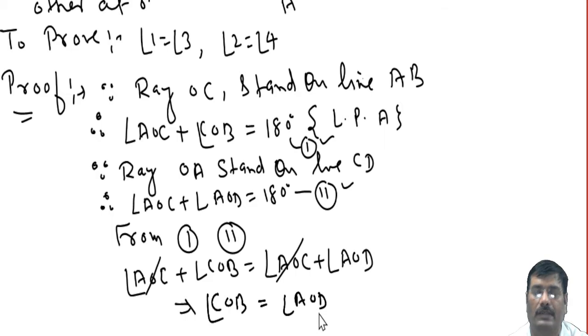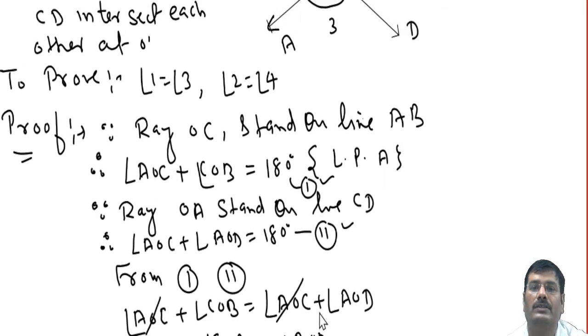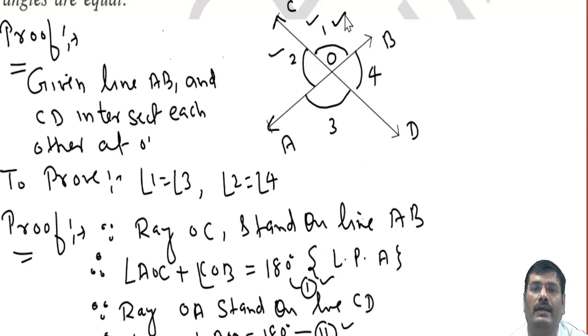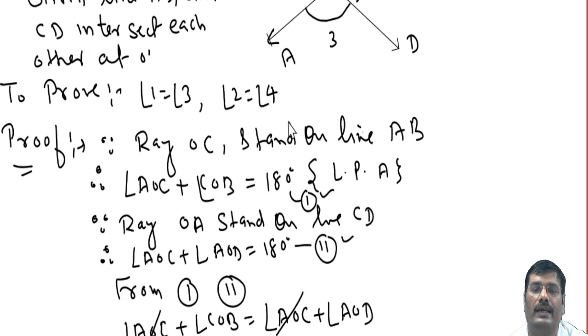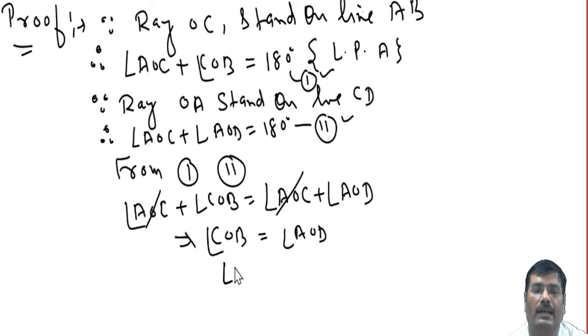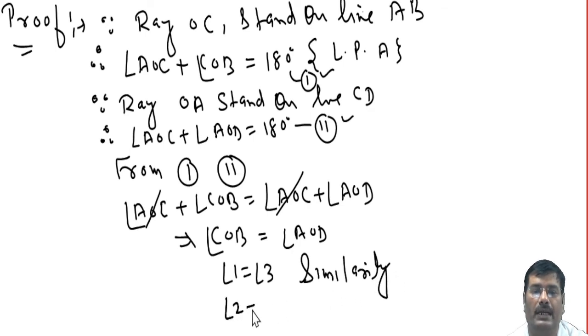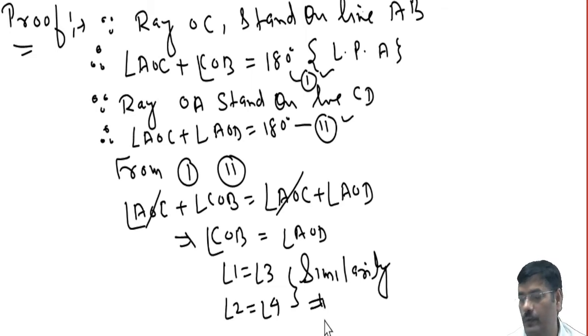And now, this COD is what? COD is equal to angle 1 and AOD is equal to angle 3. So angle 1 is equal to angle 3. Similarly, we can prove the other result. Similarly, we can prove that angle 2 is equal to angle 4. This is the proof of this theorem.